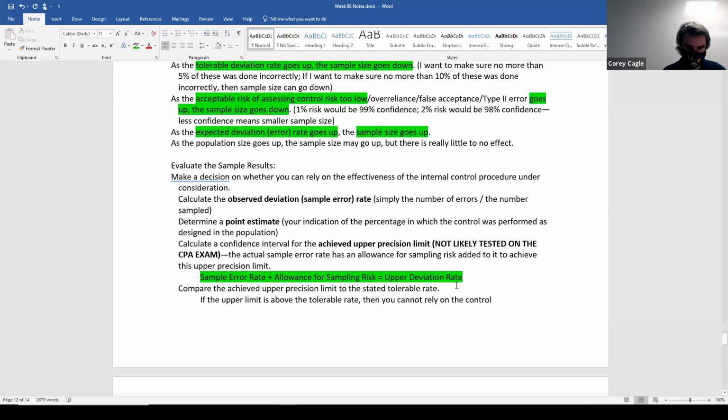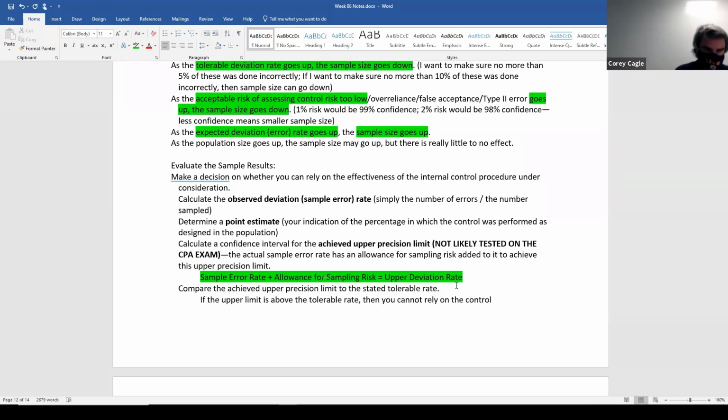And then basically we'll compare that upper deviation rate to our tolerable deviation rate and see if that upper deviation rate is less than what we tolerate, we're good. If it's more than what we tolerate, we don't like it, we'll go from there, right? So that's in a nutshell what we're doing.